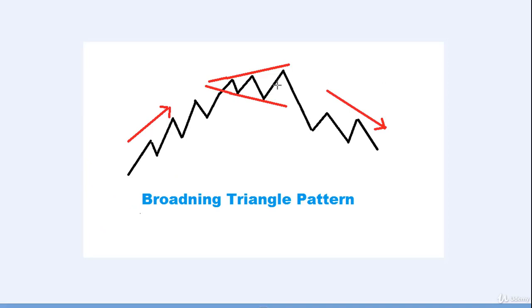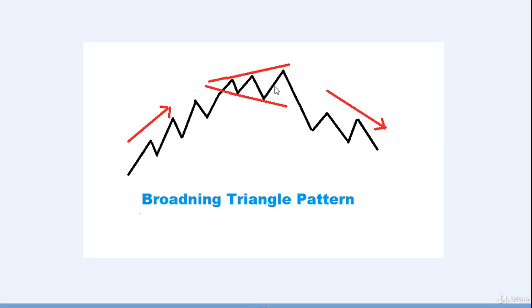Broadening triangle patterns appear much more frequently at tops than at bottoms. They are assumed as the top reversal pattern and have bearish implication. A broadening triangle pattern is a powerful reversal chart pattern which occurs frequently in the later part of an overextended bull rally. It consists of three successive peaks, each higher than the previous one.